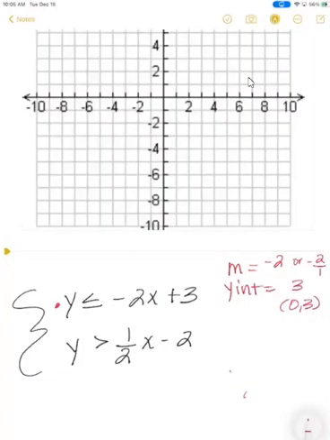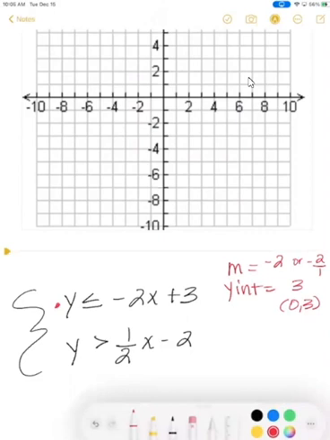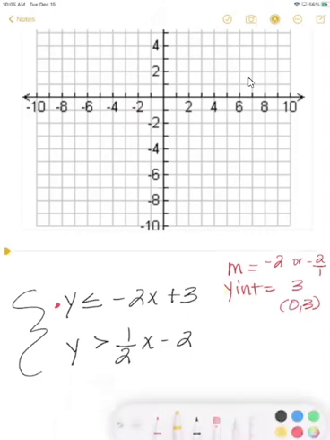All right, so what we're going to do here is graph the system of inequalities. I've already written out some important things that you need to know for this system. The first line, I'm going to do it in red. And we need to know what the y-intercept is, which is here. So the y-intercept is 3. And when I graph it, I will be graphing it at 0, comma 3.